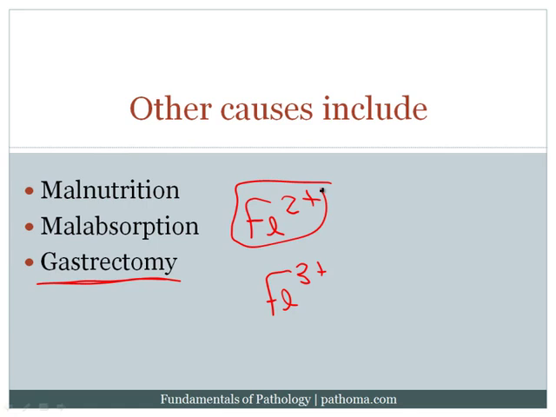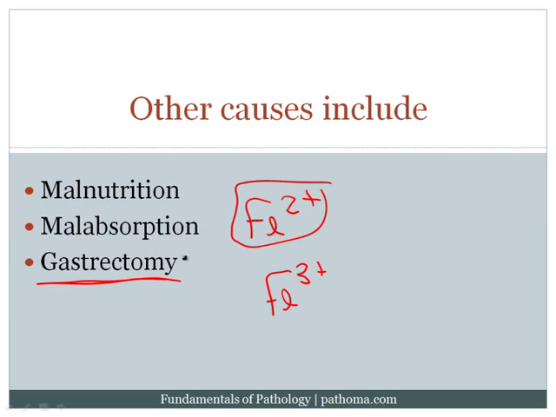Why is that important for this discussion of gastrectomy? Well, the idea is that acid maintains the Fe2 plus state. And so if there's acidity, the iron remains in the 2 plus state, and by remaining in the 2 plus state, it's more readily absorbed.